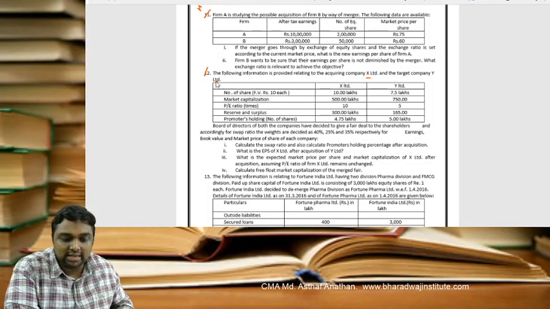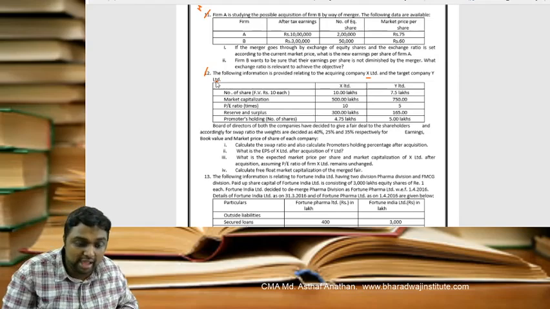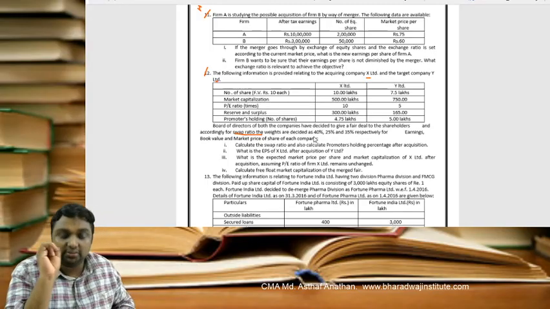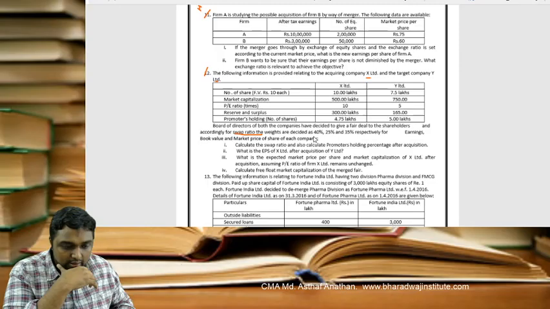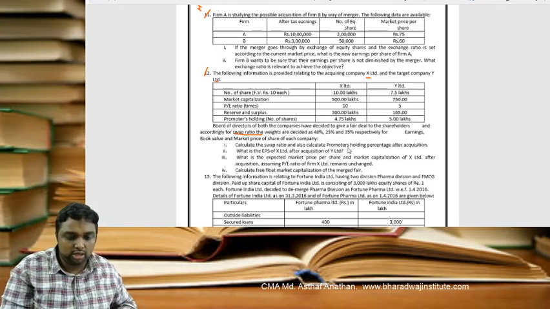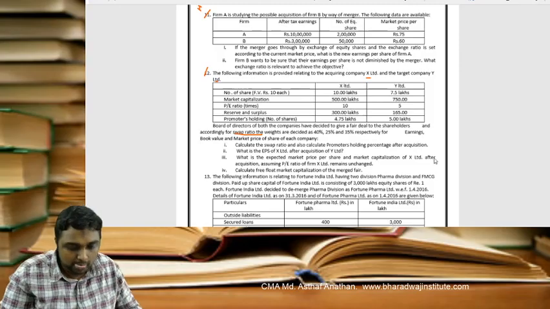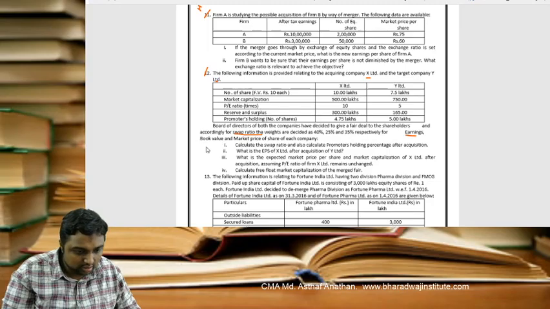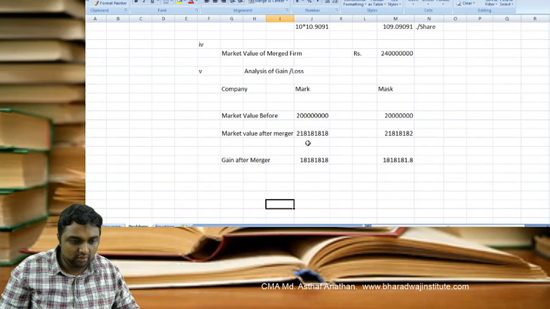Directors of both the companies have decided to give a fair deal to the shareholders, and accordingly the swap ratio is based on weights. Here it is 40% for earnings, 25% for book value, and market price another. Calculate the swap ratio and calculate the promoters holding. We'll start. First is on the basis of earnings, book value and market price. So we'll find out each data.